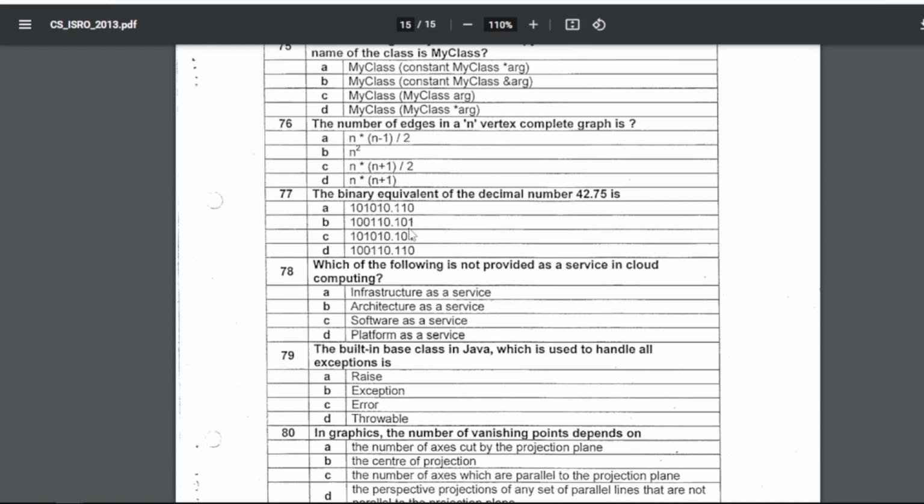Third is software as a service, that is SaaS. This service offered by cloud computing is relatively mature. Cloud applications permit the cloud to be leveraged for software infrastructure, which reduces the burden of support, maintenance and operations, because the application runs on computers that are owned by the vendor. So architecture as a service is not provided as a service in cloud computing. So for 78, B will be the answer, architecture as a service.